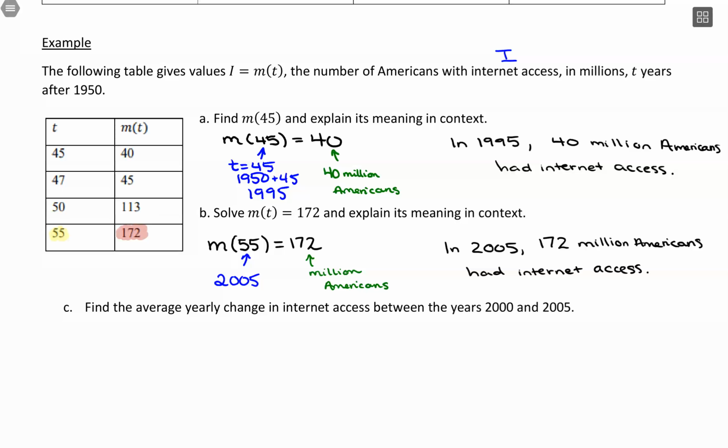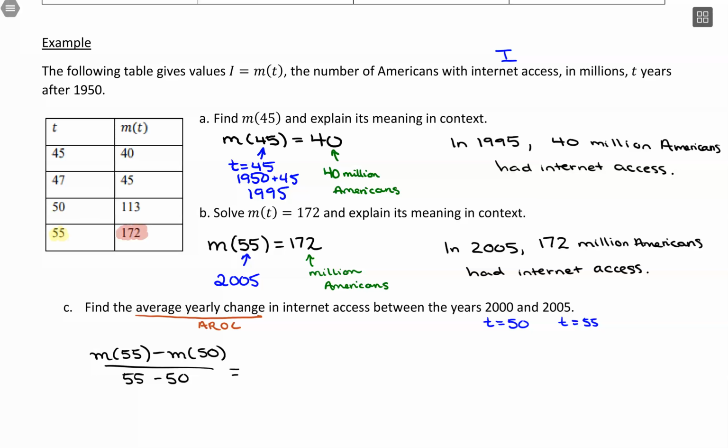All right, and then one more piece with average rate of change. So their wording there, this average yearly change, so this average change is that AROC calculation, and we're looking from the years 2000, so that would be t equals 50, to 2005, which is t equals 55. So what I want to look at is M of 55 minus M of 50 over 55 minus 50.